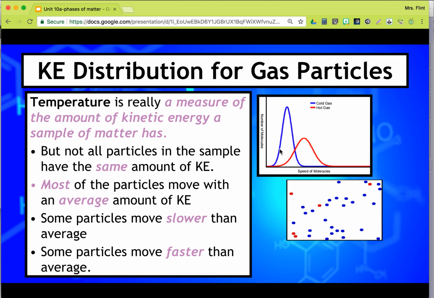The speed of the molecules is what we would term the temperature of the substance. So this has a lower temperature and this has a higher temperature. This would be the average temperature or the average speed, so the temperature. Here's the average speed and the temperature.